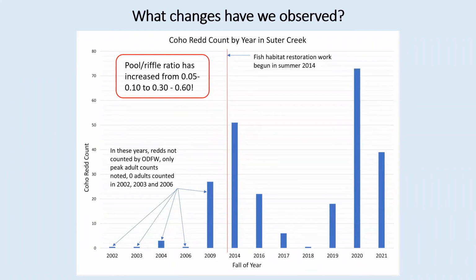And the other thing that's important too is that the pool riffle ratio has increased, and I'll explain what that is in a minute, from virtually nothing, 0.05, to about 1/10, to up to 3/10, to over half. So what that means is, let's say, to keep the arithmetic simple, you have a stream that's 100 feet long.